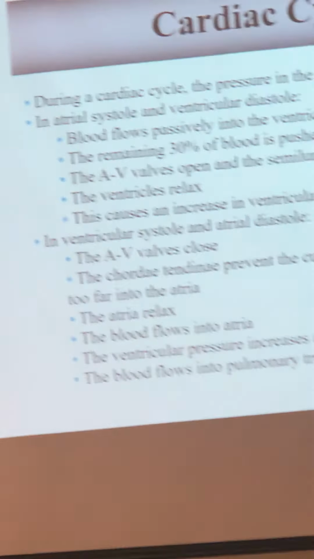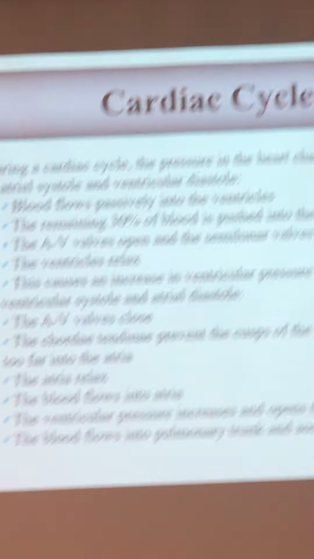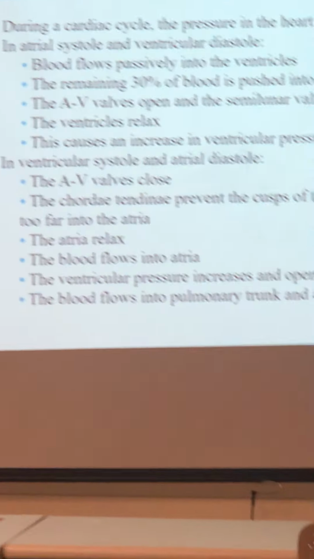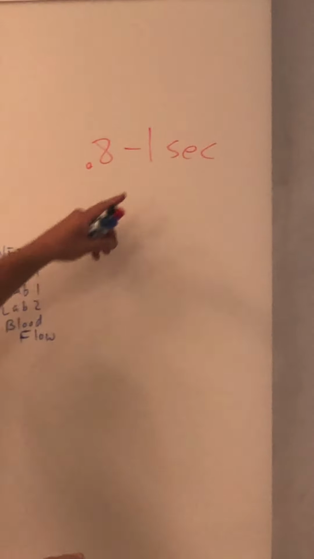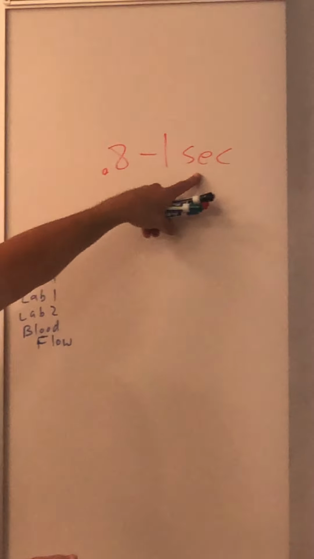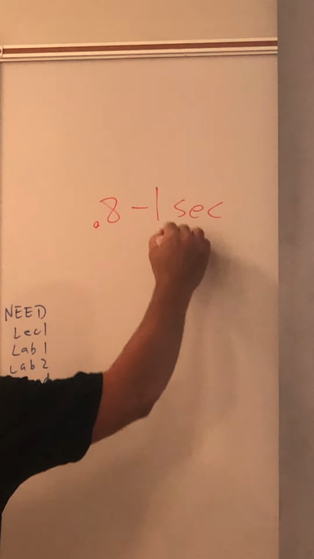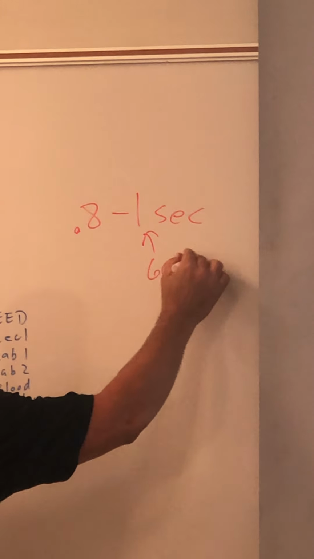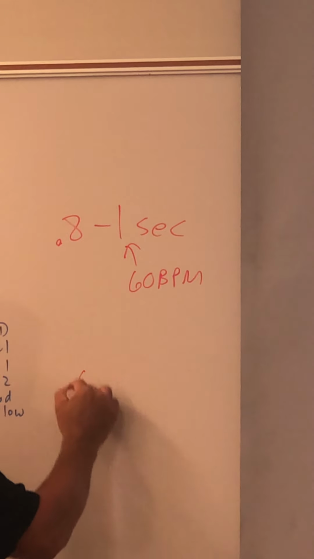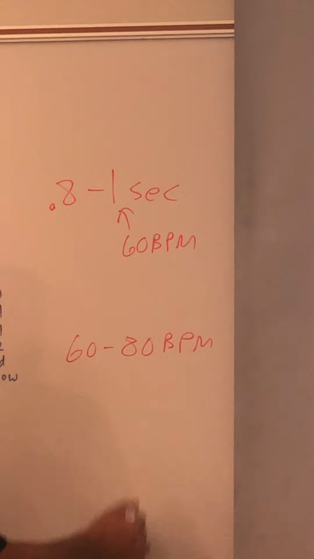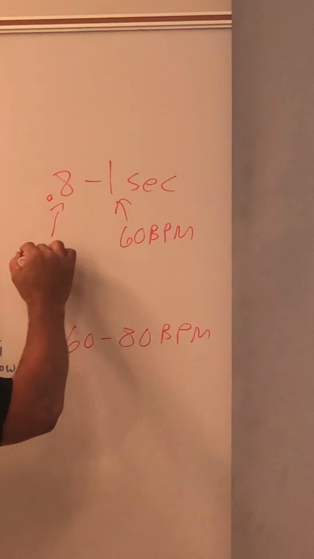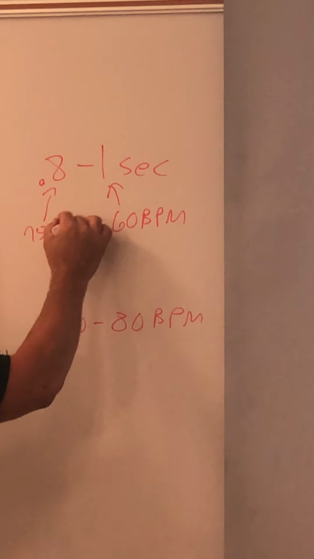All right, the cardiac cycle, I don't know that this is in the notes anywhere, but the cardiac cycle lasts between 0.8 to 1 second. What does this mean? That means if my cardiac cycle is 1 second long, my heartbeat is 60 beats per minute. Average heart rate's between 60 and 80 beats per minute for most people. If it's 0.8, that's closer to 75 beats per minute.